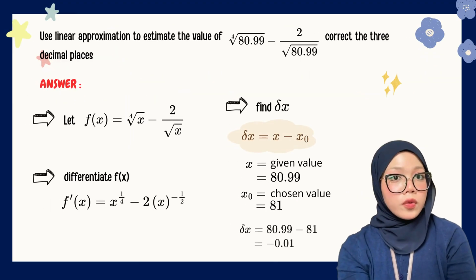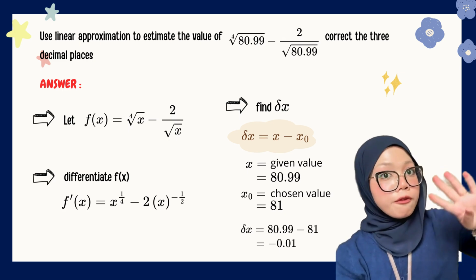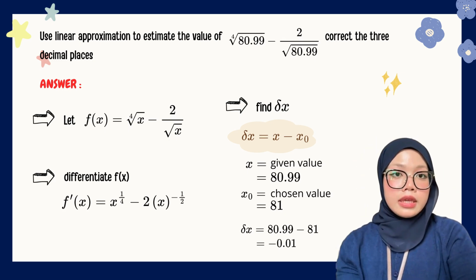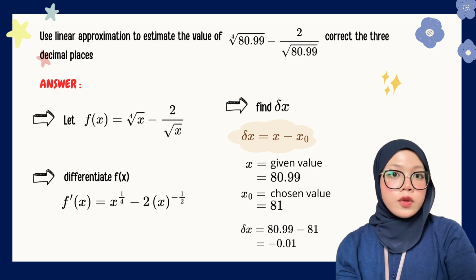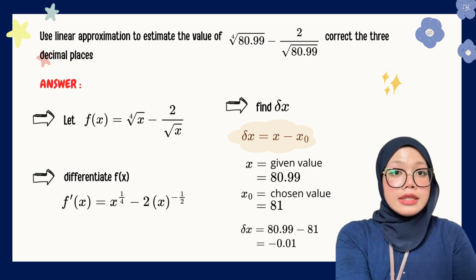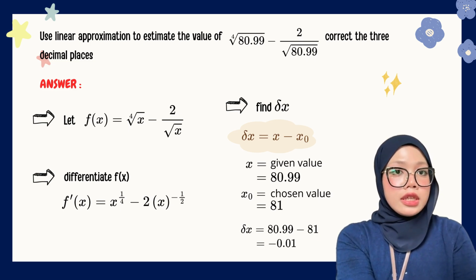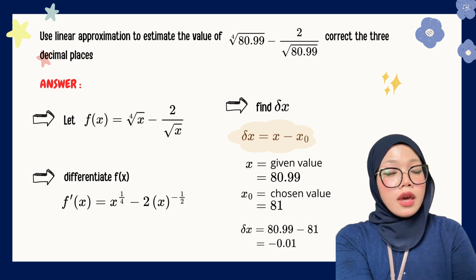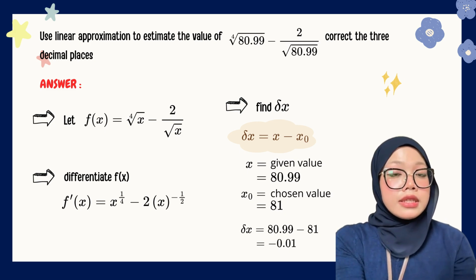This is the last question, which is question number 4. For the first step, we need to let f(x) equal the function, so the value 80.99 we need to replace with x. And for the second step, we need to differentiate f(x) to get f prime. The third step is we need to find delta x.